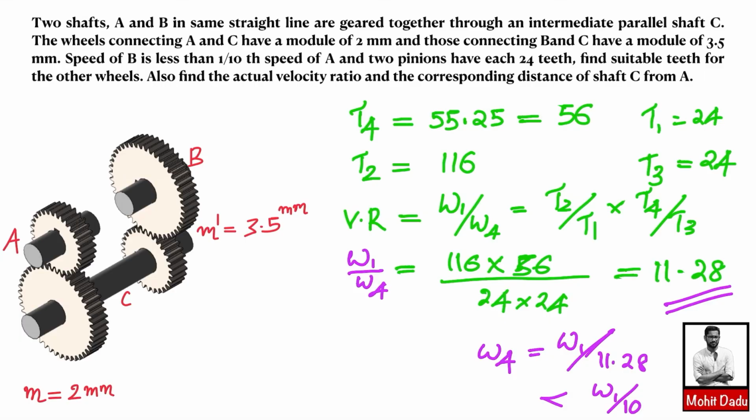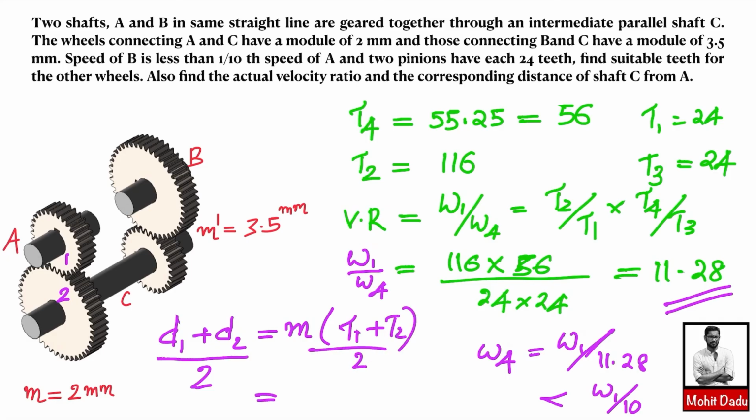Here you can also calculate the actual center distance between these gears, that is, D1 plus D2 if these are gears 1 and 2. The actual center distance is half of D1 plus D2, which is equal to m into (T1 plus T2) divided by 2. With m as 2 mm, T1 as 24 teeth, and T2 as 116, if you substitute, you will get the center distance as 140 mm. So this is the final answer for this problem.